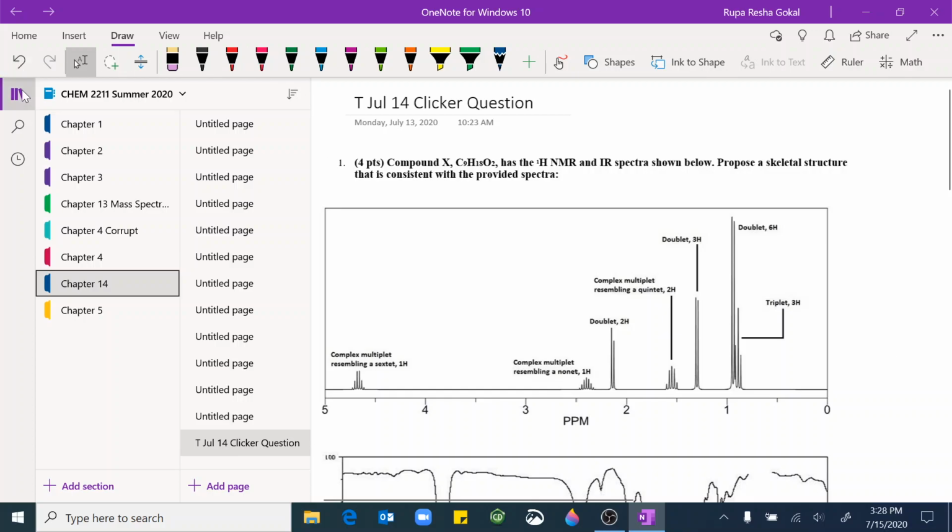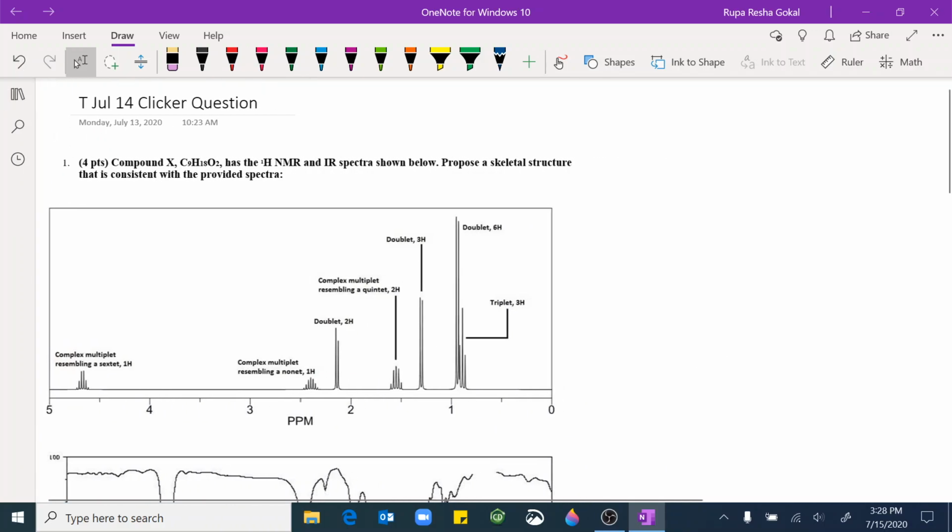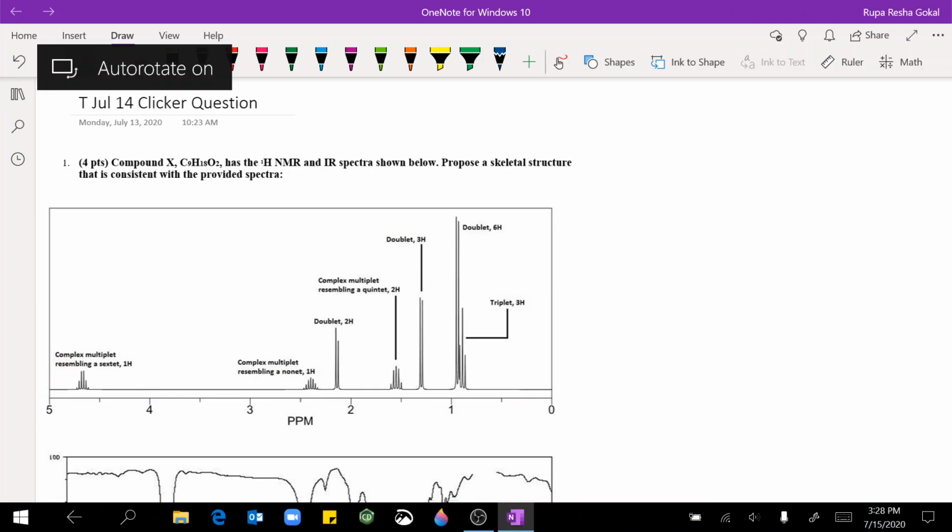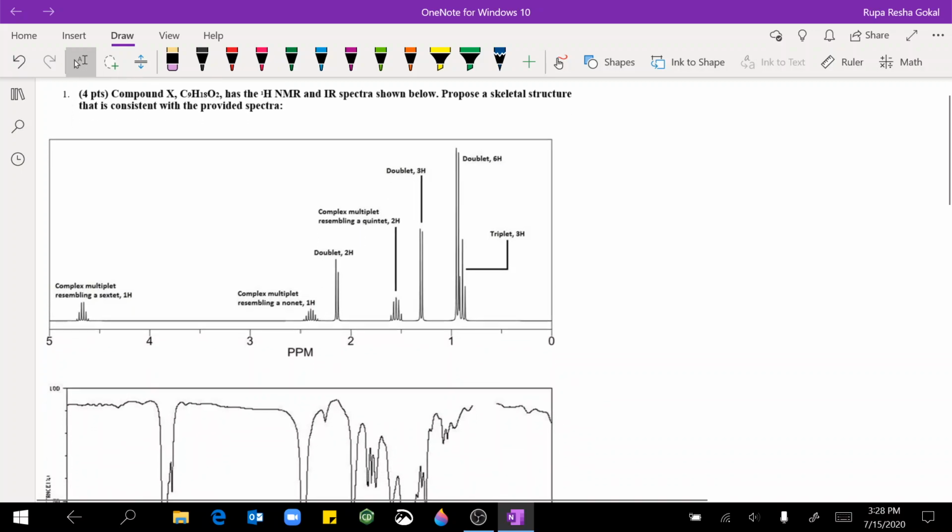Okay, everyone, so I'm going to walk you through how I would solve this integrated spectroscopy problem that we did as a clicker on Monday. I presented it to you and we actually ran it as a clicker today, Wednesday, and you guys did very well with it and I was proud.